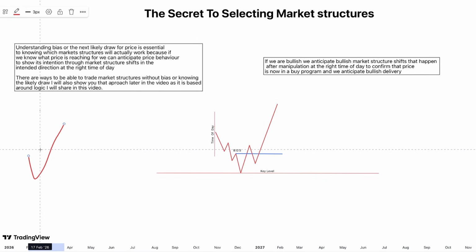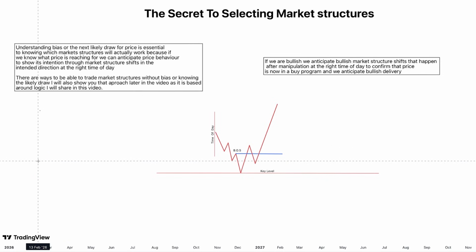If we're bullish on the high time frame, you anticipate that when price goes below old lows, that's a false breakout because you know which side the market is actually delivering on. So then when you do see the bullish market structure shifts, you're going to know that that's actually confirming that price is now stepping into delivering on the buy side, because bullish market structure shifts are going to be holding, and the market structure shifts we're going to be looking for are the ones that happen after the manipulation happens at the right time of day.